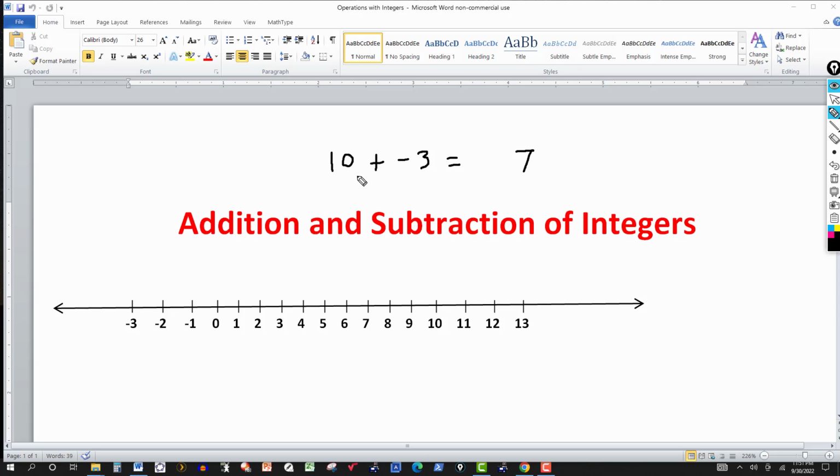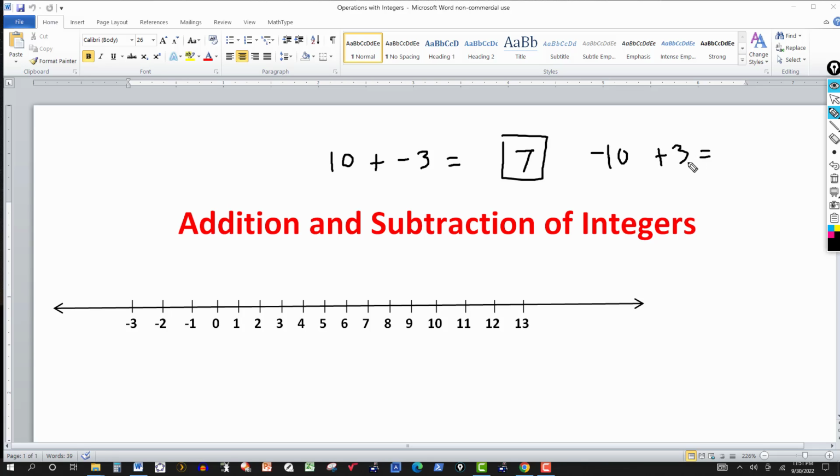And then take the sign of the one that was larger, disregarding the sign. Because remember, -3 is less than 10. So in this case, the larger number is positive. So this comes out to +7. Now let's do it this way. Let's take -10, add 3. So now we go 10 units to the left and then 3 to the right.